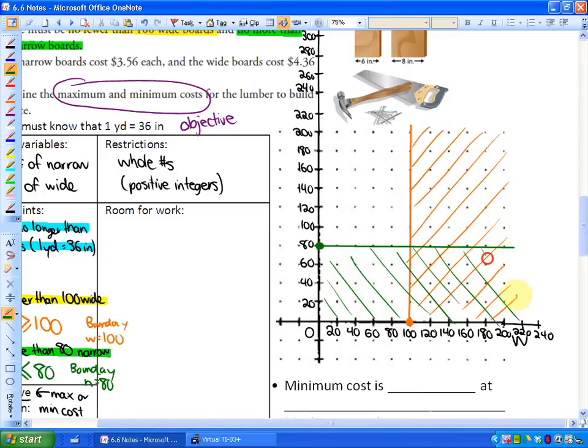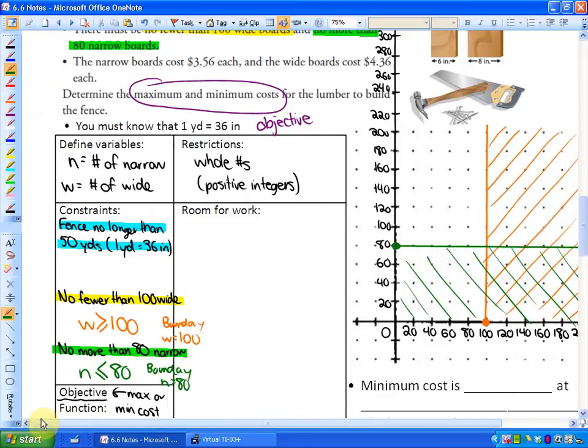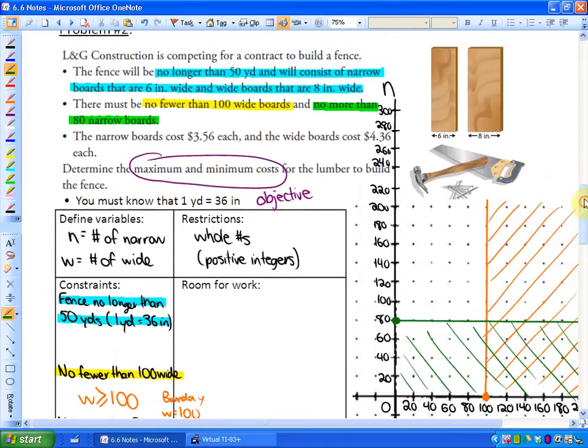So there's our start. The more difficult of these constraints has to do with the length of the fence. It said the fence is no longer than 50 yards. First of all, we're dealing with inches regarding the boards, but yards regarding the length of the fence, so we have to make these common. We must know that 1 yard is equivalent to 36 inches.